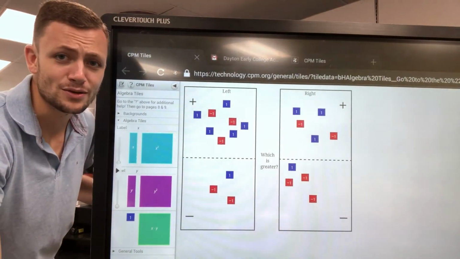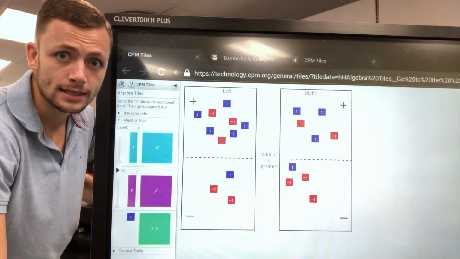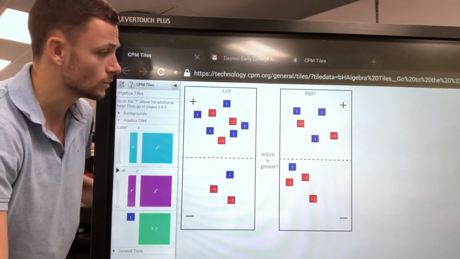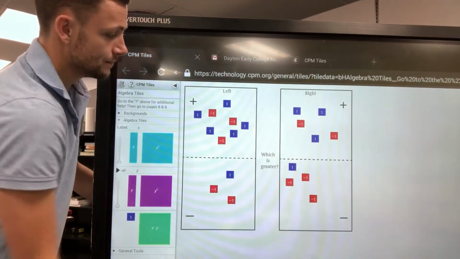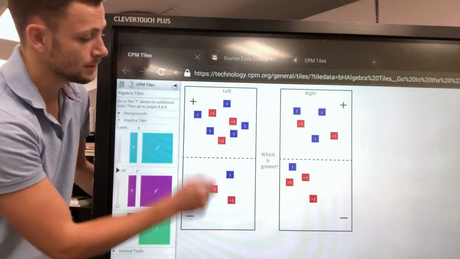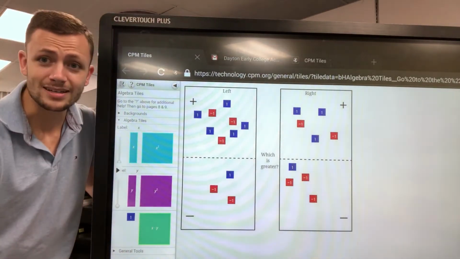How's it going, friends? So we just took a look at all the different legal moves that Carl made in order to simplify his expressions and determine which side was greater. And you told me which one was greater, the left or the right. So if you take a look at what I have here on the screen, I've got a bunch of positive ones and a bunch of negative ones in the top and the bottom for my left expression, and on the top and the bottom for my right expression.